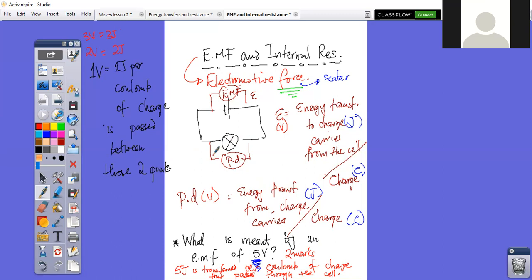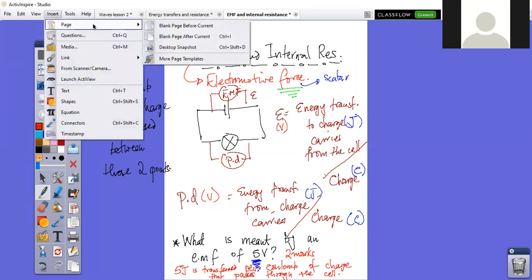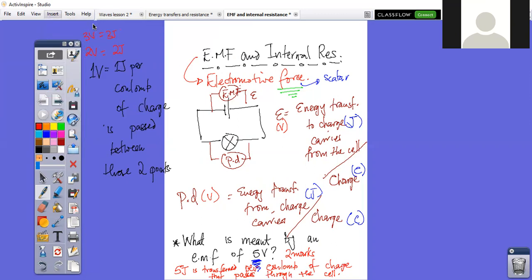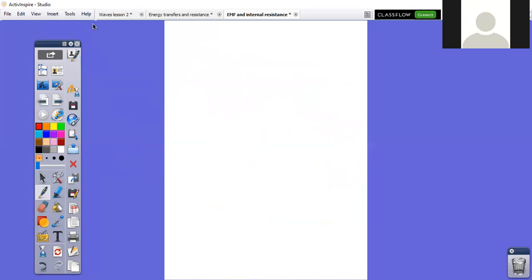So now let's look at, so far what we've looked at is an ideal cell. An ideal cell simply has 2 terminals, a positive and a negative terminal. So this here is an ideal cell.